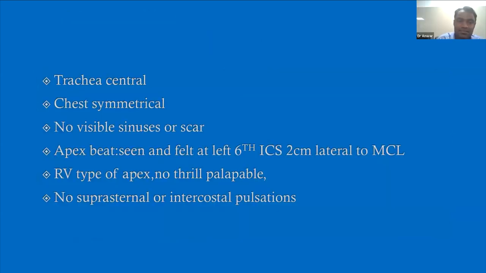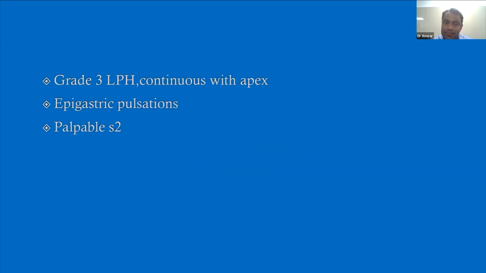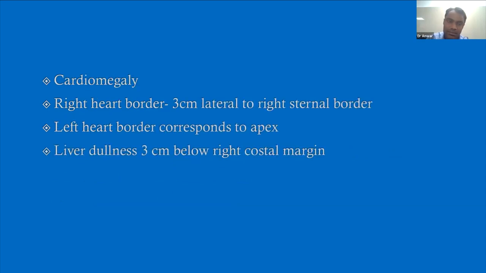Trachea was central, chest symmetrical, no visible sinuses or scar. Apex beat seen and felt at the left 6th intercostal space, 2 cm lateral to the mid-clavicular line. Right ventricular type of apex, no thrill palpable, no suprasternal or intercostal pulsations visible. There is a grade 3 left parasternal heave, which is continuous with the apex. Epigastric pulsations present. Palpable second heart sound. Percussion: there is cardiomegaly. The right heart border is 3 cm lateral to the right sternal border, and the left heart border corresponds to the apex.